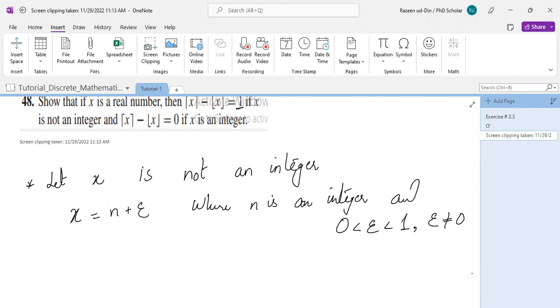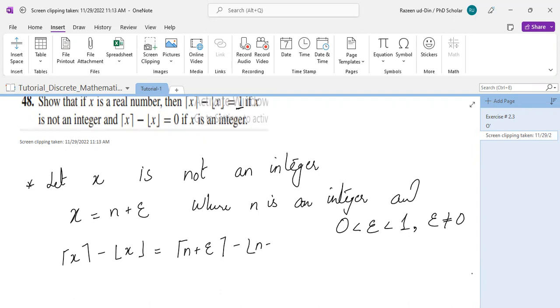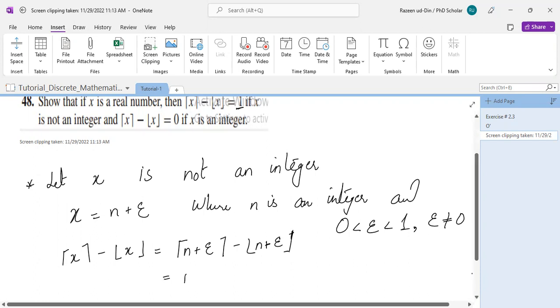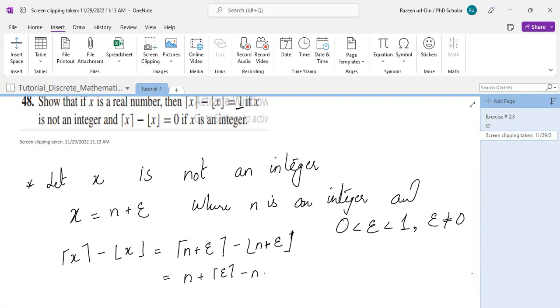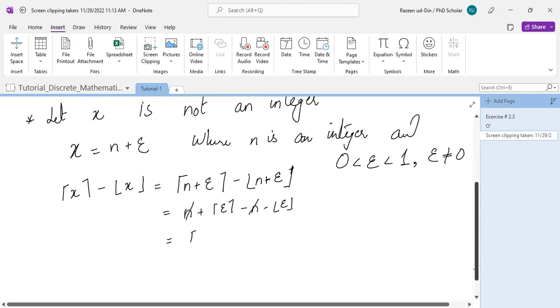Okay, so let's take our term ceiling of x minus floor of x, which further can be written as ceiling of n plus epsilon minus floor of n plus epsilon, which then reduces to n plus ceiling of epsilon minus n minus floor of epsilon. The factor of n cancelled out. What we are now left with is these two.